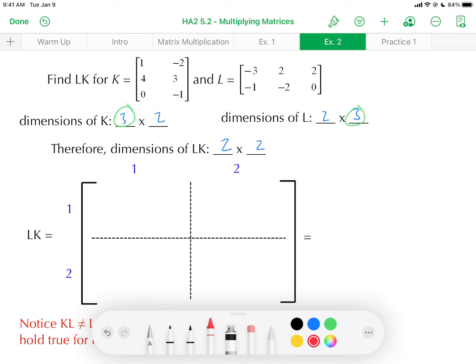So first row, first column. I need the first row elements of the first matrix, so that would be L, and the first column elements of the second matrix, K. And again, I go left to right and top to bottom. So I'm going to do negative 3 multiplied by 1 plus 2 multiplied by 4 plus 2 multiplied by 0. That's going to be negative 3 plus 8 plus 0, or 5.